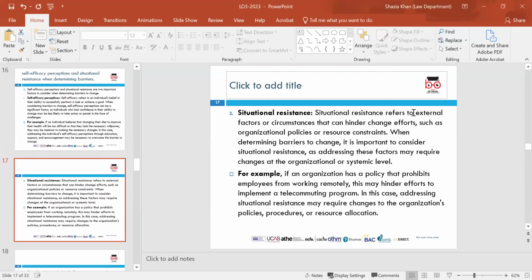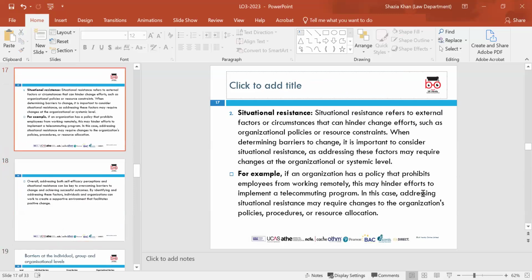Then you have things like situational resistance, and this is external factors, such as organizations, policies or resources that are in place that may have an impact on it. So, that could be if an organization has a policy that prohibits people from working remotely at home, this may hinder efforts to implement a telecommuting program. And in this case, addressing situational resistance may require changes to the organization's policy. They may have to implement new changes.